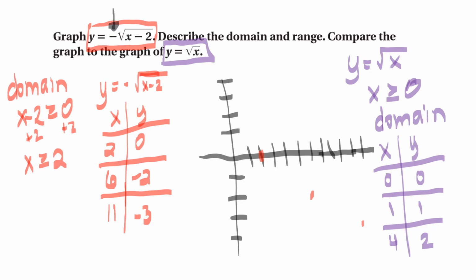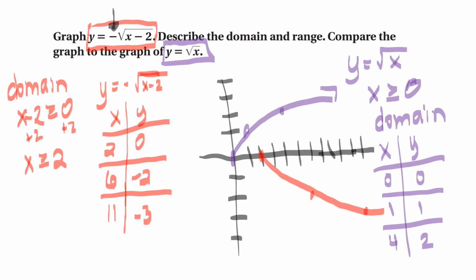I can see my graph is kind of going like, oops, I think I made that point just a little bit too low. Let's make it a little bit higher. 11, negative 3. I can see my graph doing this shape. So almost like it was flipped across the x-axis, we would call that reflected. And then, of course, this one is 0, 0, 1, 1, 4, 2.